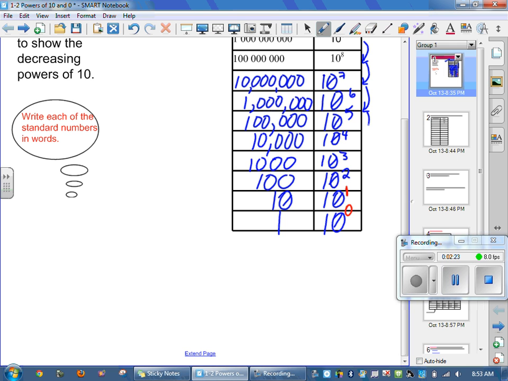So every time we go down, there's a pattern. Every time you go down, you're dividing by the base. And what's our base number? 10. So dividing by 10 every time, that's our pattern. The pattern forms when you divide by your base. Let's take a look at powers of 2 and see how powers of 2 work.